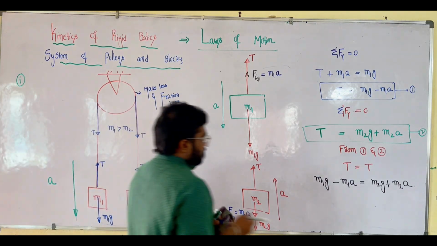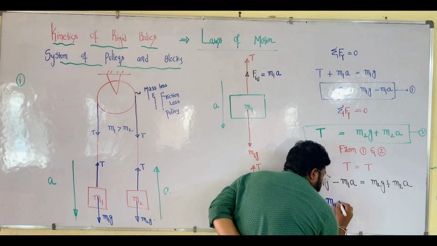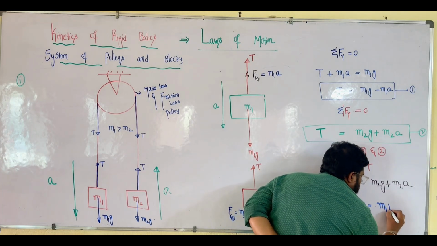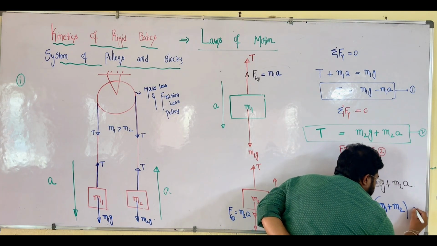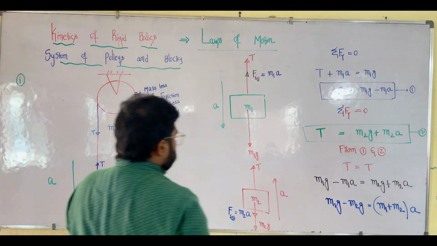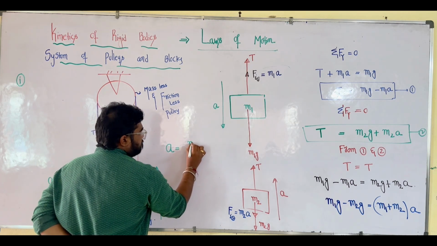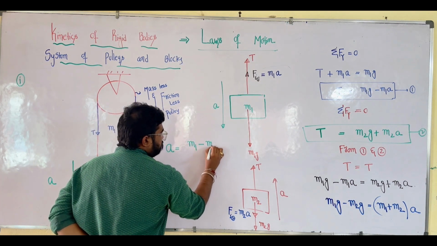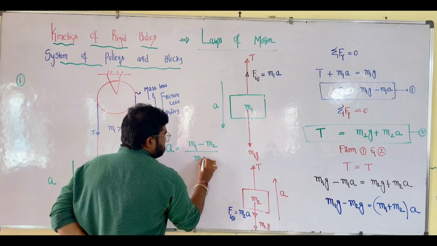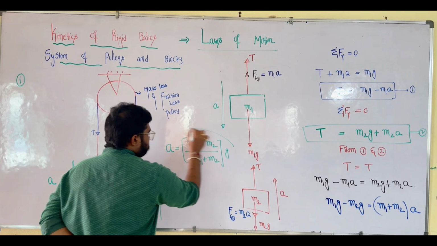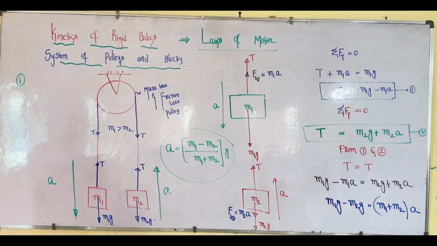Okay, so here M1G minus M2G, that equals M1 plus M2 into A. What is the acceleration obtained? Acceleration equals how much? A equals M1 minus M2 by M1 plus M2, into G. The expression for acceleration is M1 minus M2 by M1 plus M2 into G.